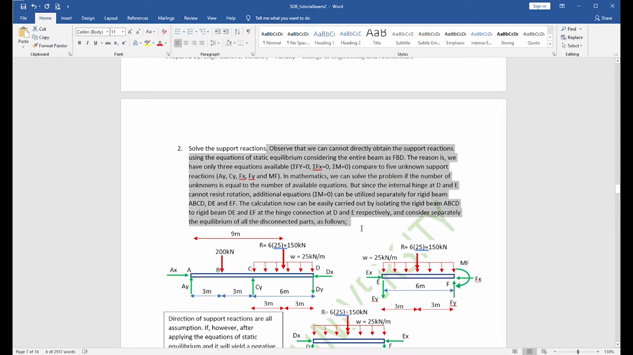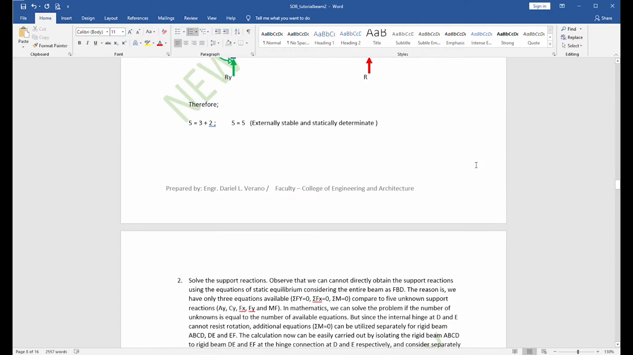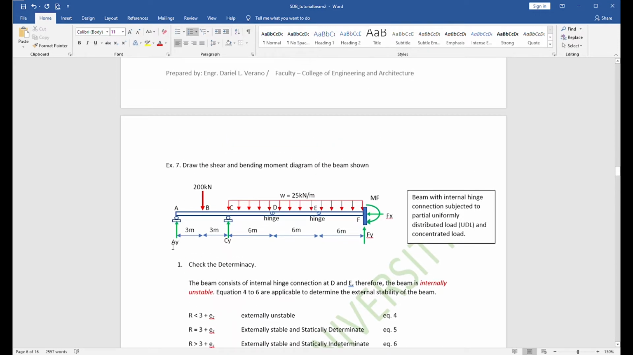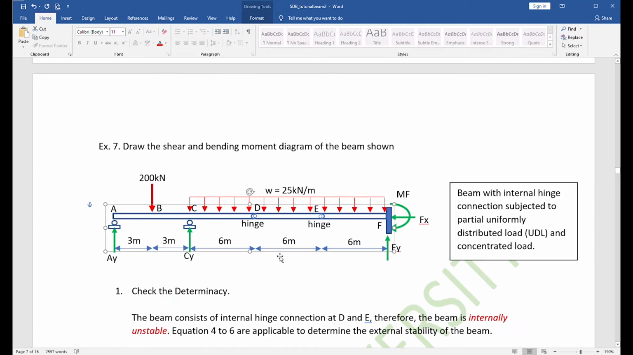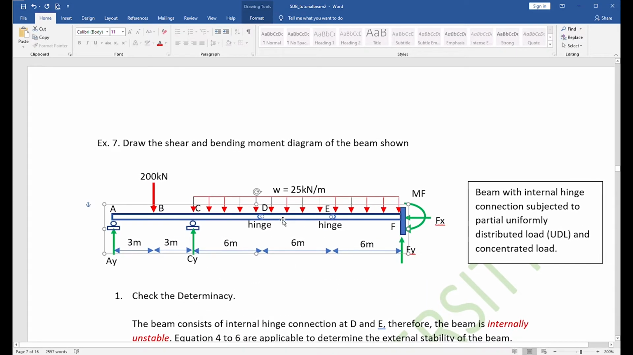But if you read this paragraph, guys, we cannot solve these support reactions right away using the equations of static equilibrium. Why? Because we have 5 unknowns, and we only have 3 equations of static equilibrium. So what technique? We need to isolate the beam at the location of the internal hinges at D and E. We will draw separately the free body diagram of the beam, so we separate ABCD from DE and from EF.